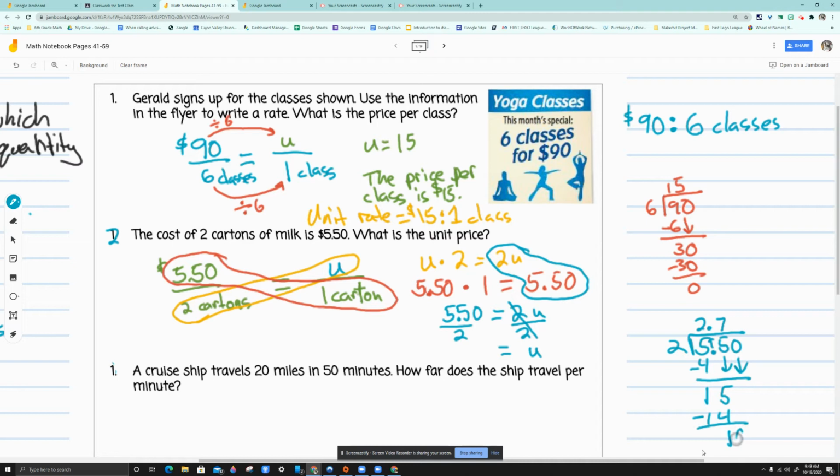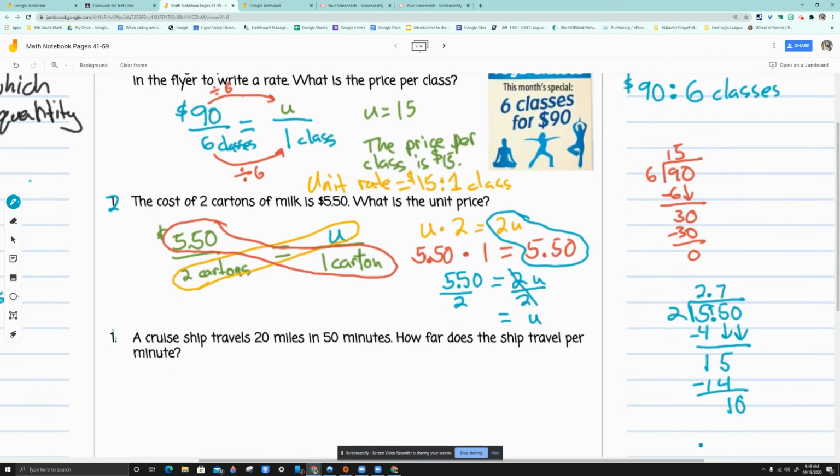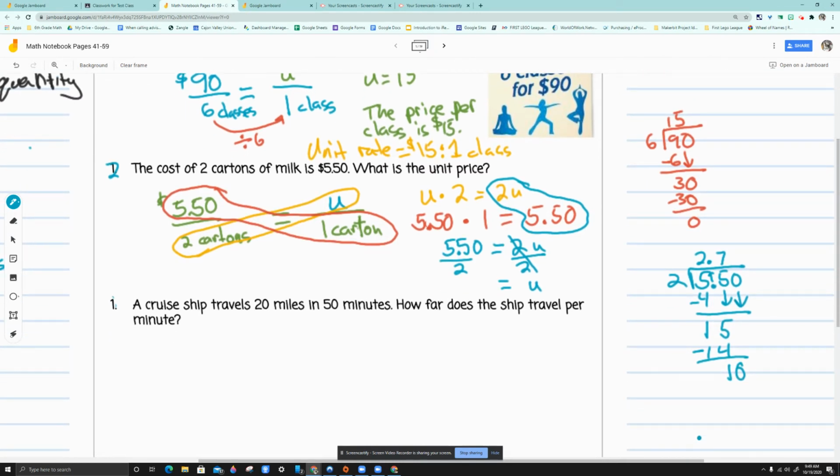Bring down that 0. 2 goes into 10 5 times. 5 times 2 is 10. 10 minus 10 is 0. And I have nothing left over. So U equals 2 75/100.